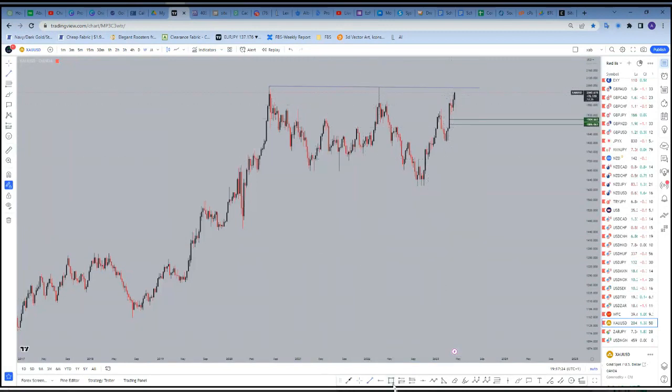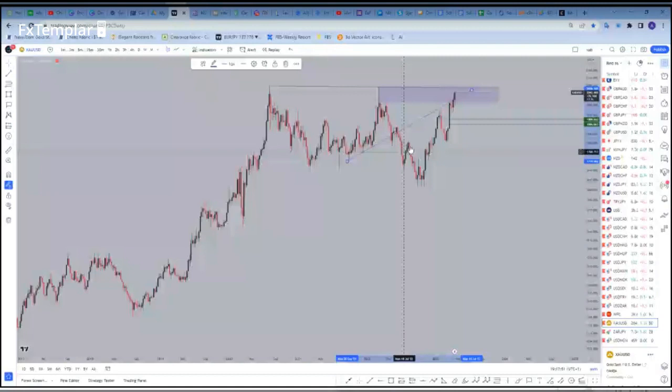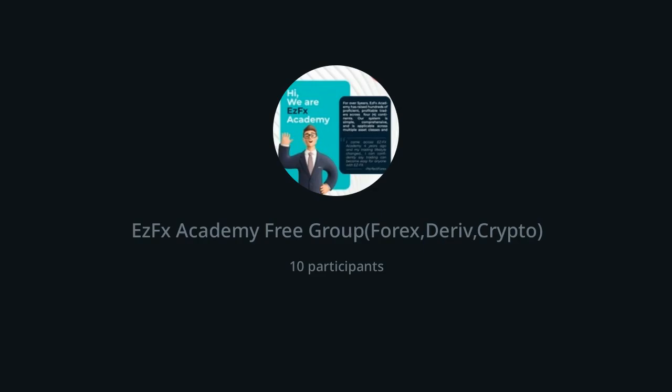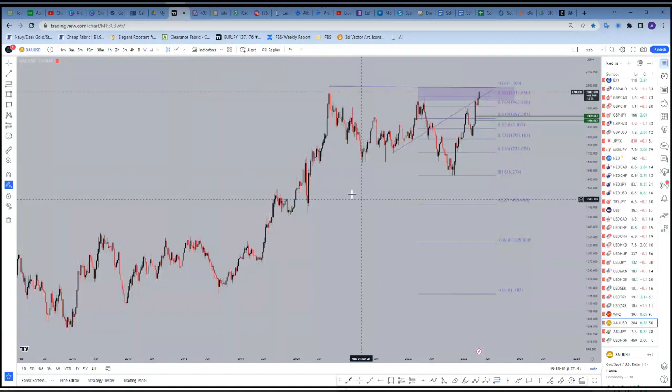There's this supply zone over here. It's a big one, but it's a supply zone nonetheless. There's this trend line resistance, then there's this other trend line resistance as well. So this is more like a confluence zone, because we have two trend lines intersecting. At the same time, based on the Fibonacci, we can see that price has exceeded the 88.2% a little bit.